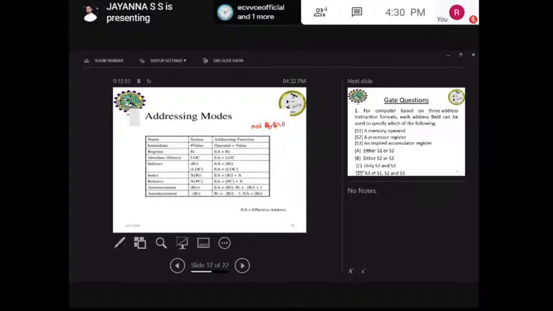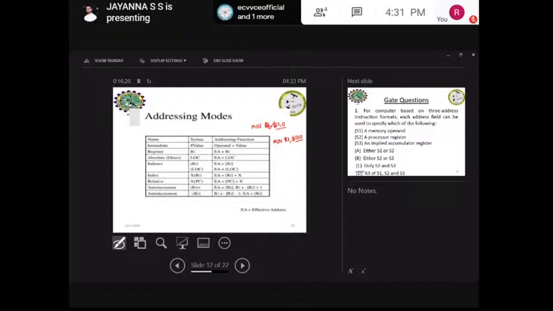Here, for the immediate addressing mode, the immediate data should be represented by using a hash symbol. So that gives the immediate number. If we say move R2 comma hash 20, that means 20 is the immediate number, that is the source operand. That number is transferred to the register R2. So if the hash symbol is present in the instruction, then we can say that it is the immediate addressing mode.